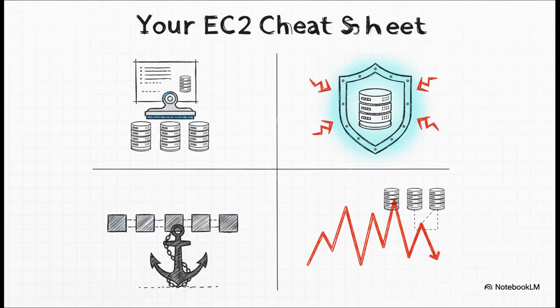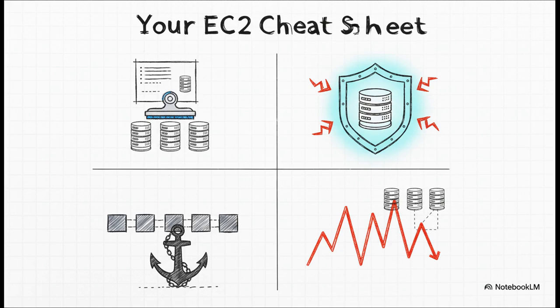And to wrap it up, here's your quick cheat sheet. 4 key terms you're going to hear all the time. First, an AMI. That's just a blueprint or template for your computer. It has the OS and any software you want pre-installed. We already talked about security groups. That's your firewall. An elastic IP is just a permanent static public IP address that won't change even if you restart your machine. And finally, an auto-scaling group.